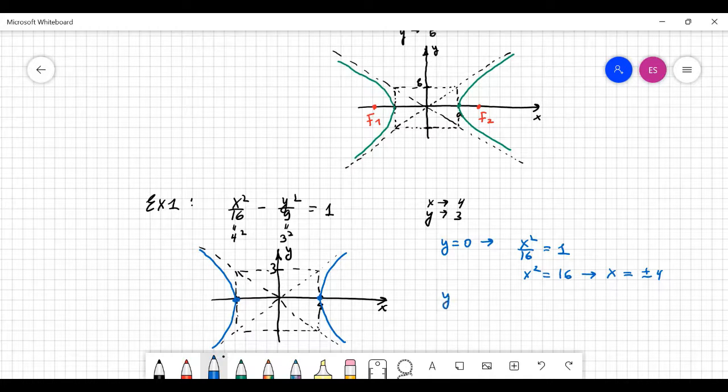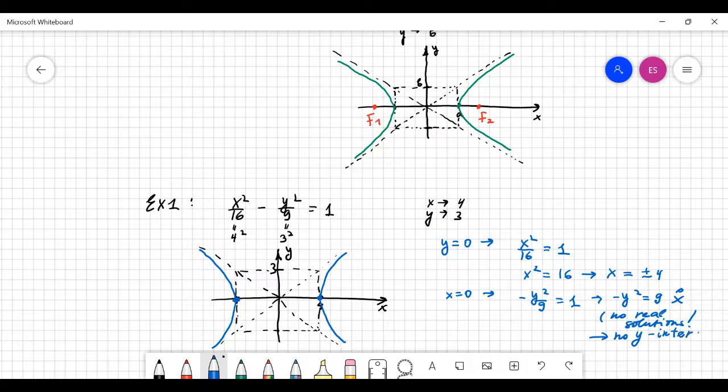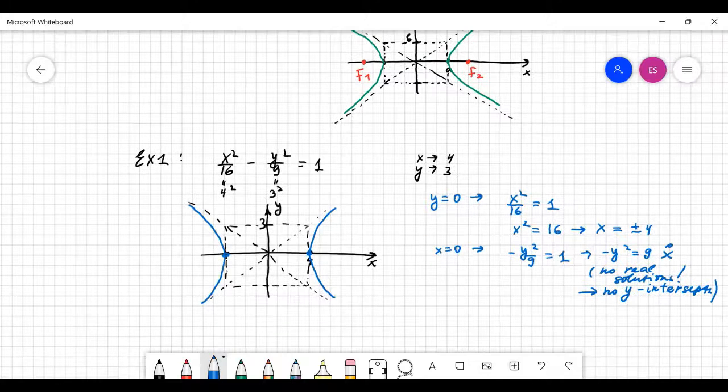But if we set x equal to 0, we're going to have minus y squared over 9 equals 1. Well, you understand that minus y squared equals 9 is not going to give you any real solution. No real solution. So no y-intercepts. Because of this, you cannot find a number which you square and then put minus and get 9. You see?